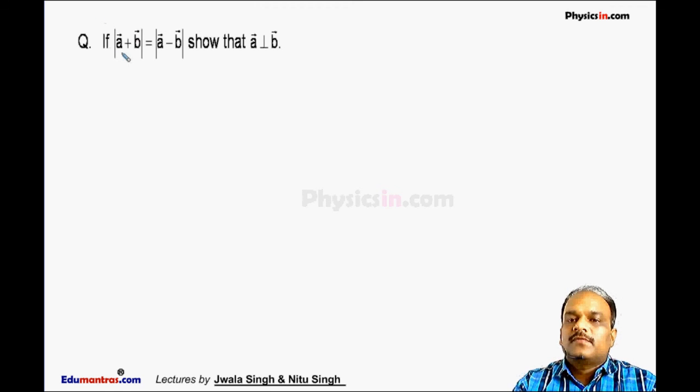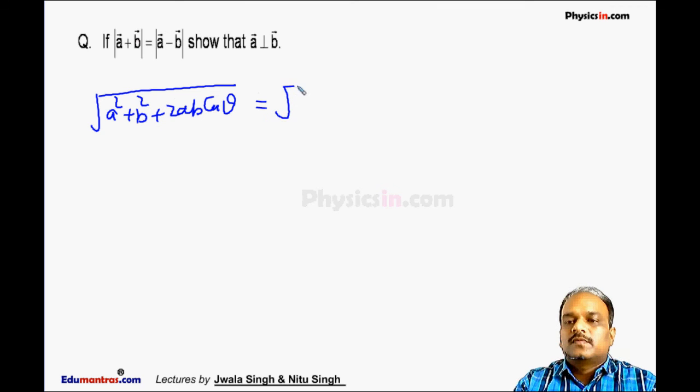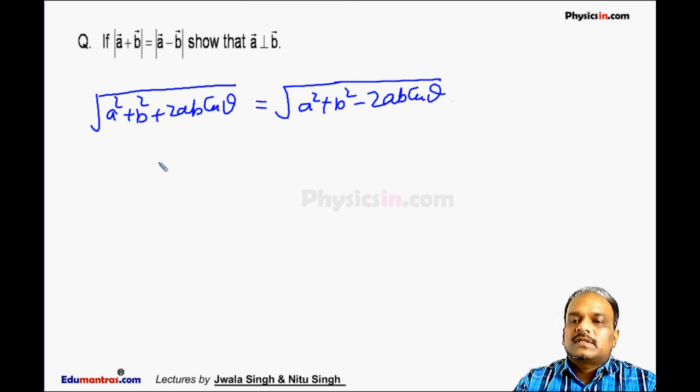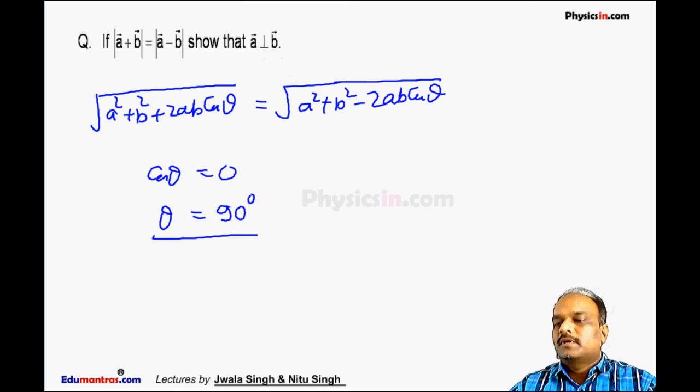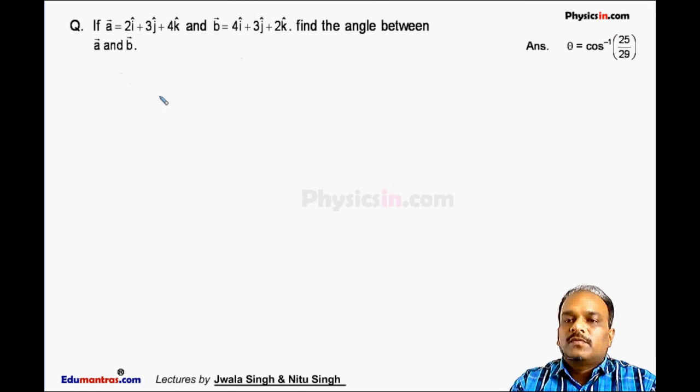The question is, we know mod of A plus B is root over A square plus B square plus twice AB cos theta. And we know mod of A minus B is equal to root over A square plus B square minus 2AB cos theta. From here we can say cos theta is equal to 0. It means theta is equal to 90 degrees. So the angle between vector A and vector B is 90 degrees, means we can say the two vectors are mutually perpendicular.